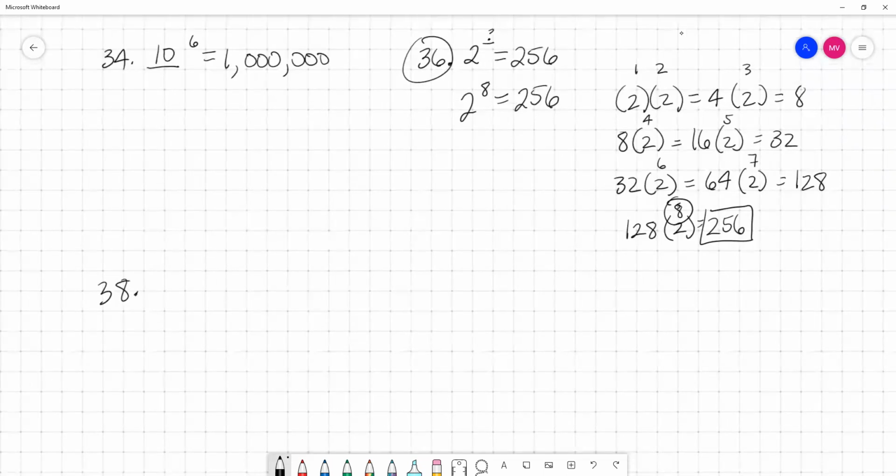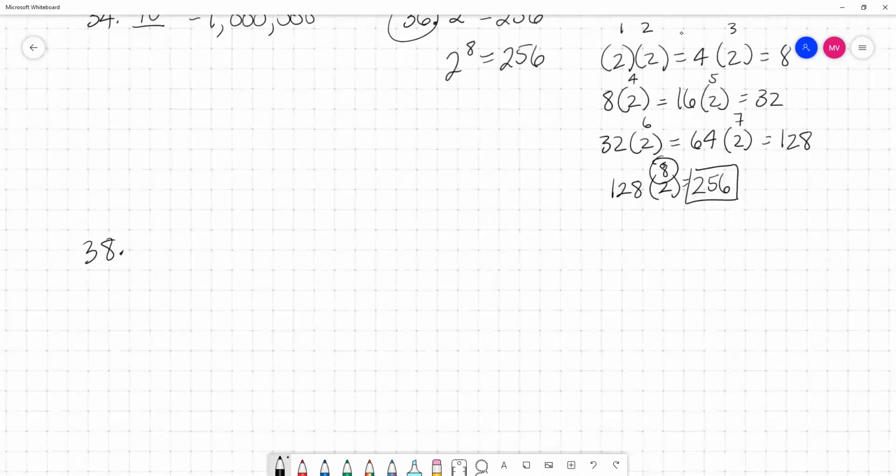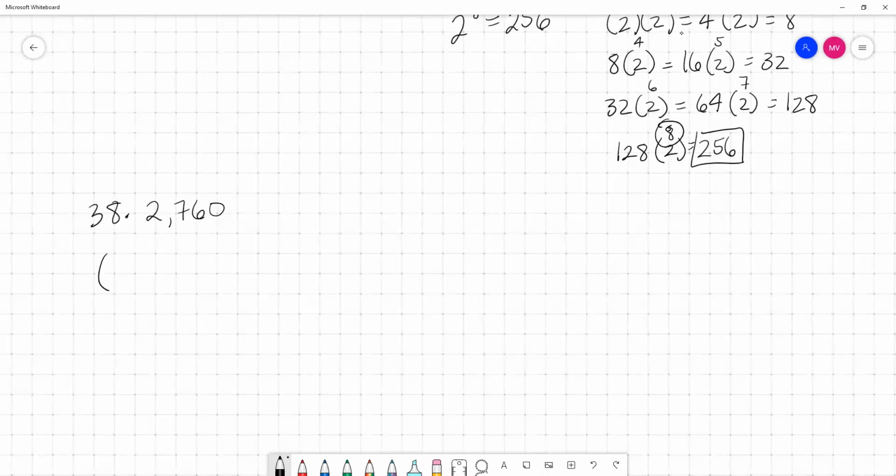All right, so for number 38, number 40, they're asking that you write the expanded form with exponents for each. So we did this a little bit with our skill checks yesterday. So let's look at 38. They're asking for 2,760. So the 2,000 in expanded form is represented by what? 2 times what? Gives me 2,000. 2 times 1,000. Remember, there's 2 steps to this.